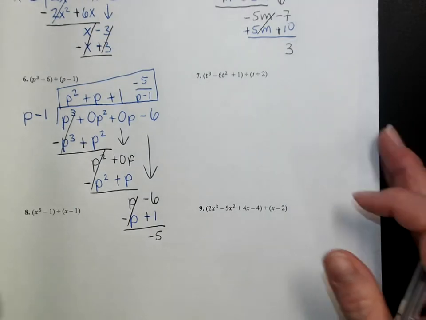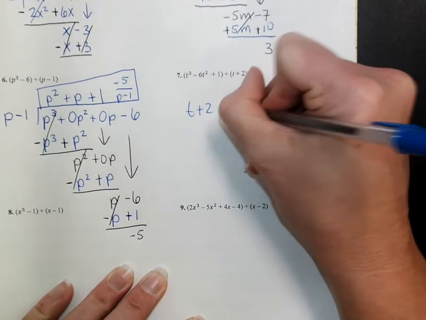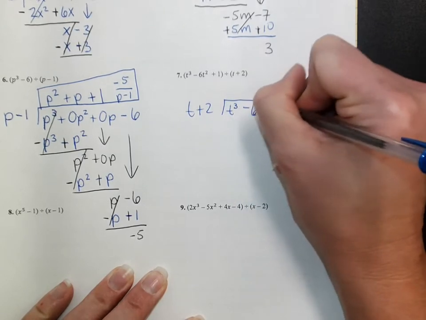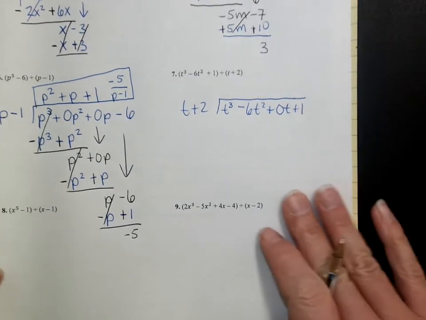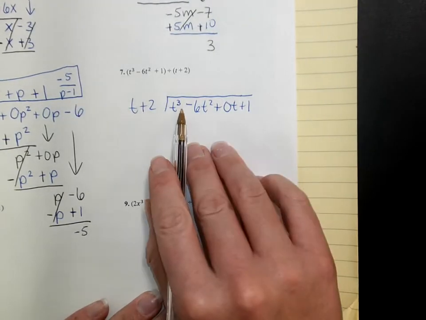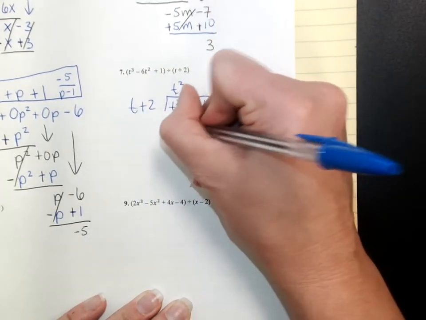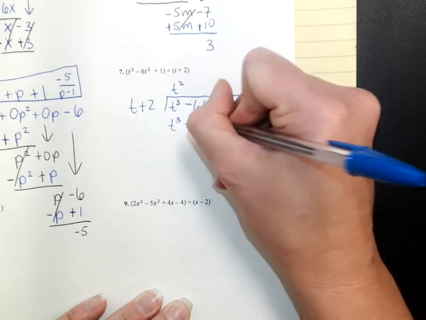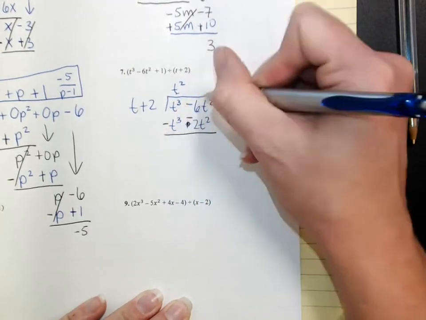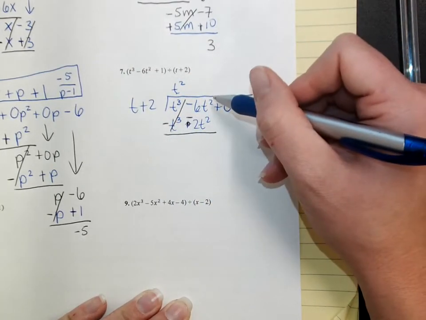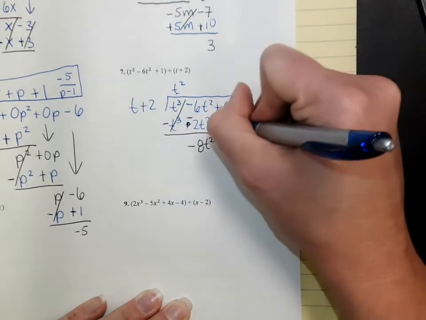Next question, same thing. I'm going to have a t plus 2 and a t cubed minus 6t squared plus 0t plus 1. So same pattern as before. What do you do to a t to make it a t cubed? You multiply by t squared. T squared times t cubed, t squared times 2 plus 2t squared. But don't forget to change your signs. That becomes subtraction. Those cancel. Negative 6t squared minus 2t squared is a negative 8t squared. Bring down the 0t.